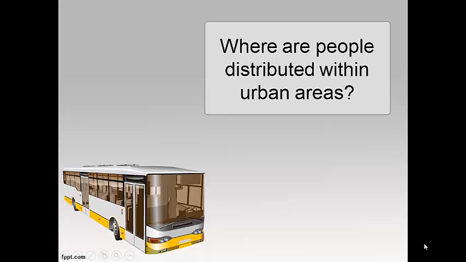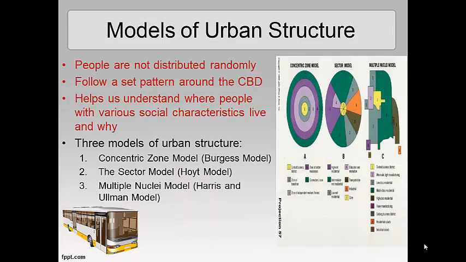Alright, AP Human Geography classes, here's our second video on urban patterns. Where are people distributed within urban areas? Well, it's not random. In fact, there are three models of urban structure that help explain this. So once again, people are not distributed randomly. In fact, it follows a set pattern around the CBD, aka the Central Business District.